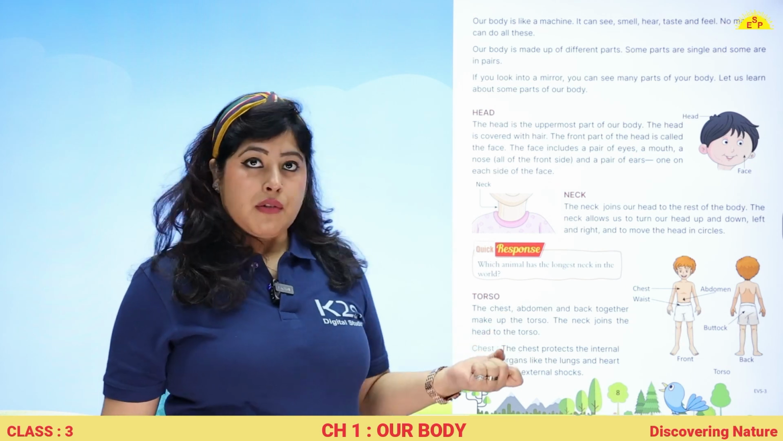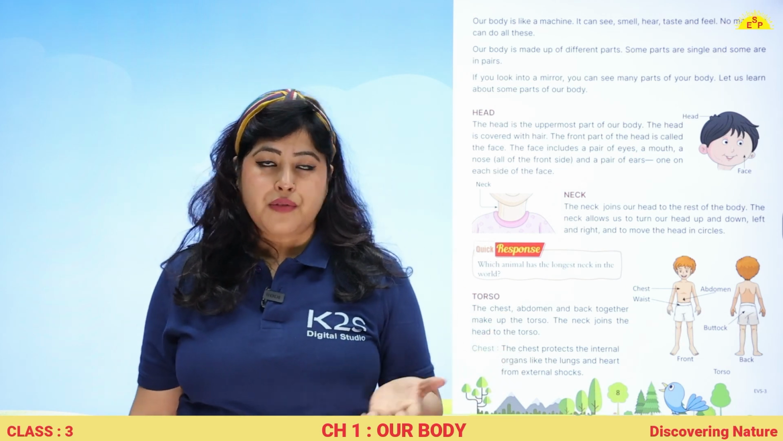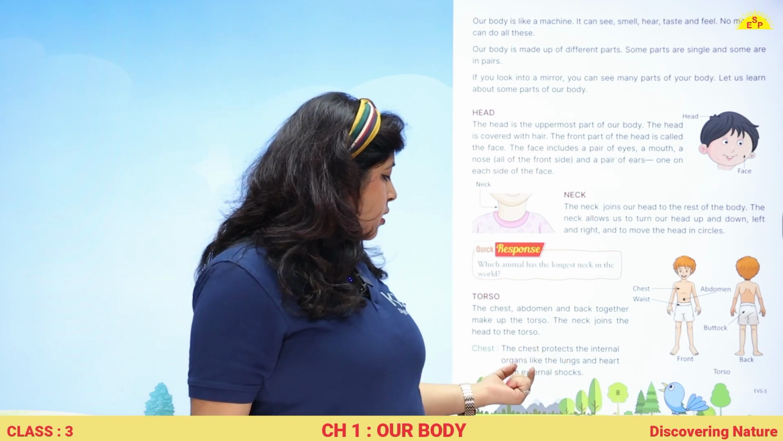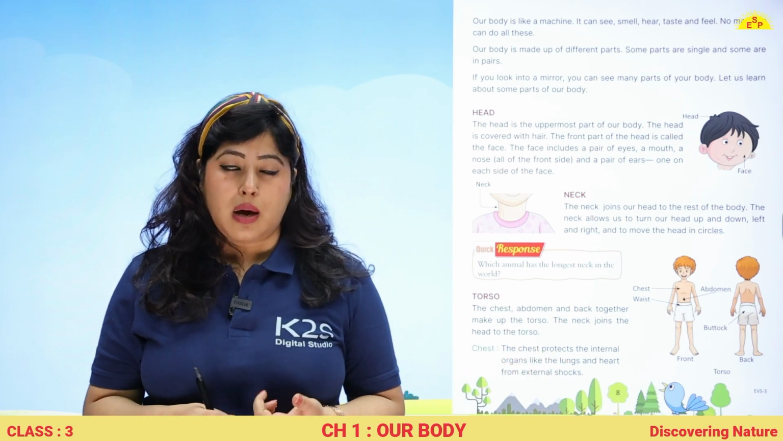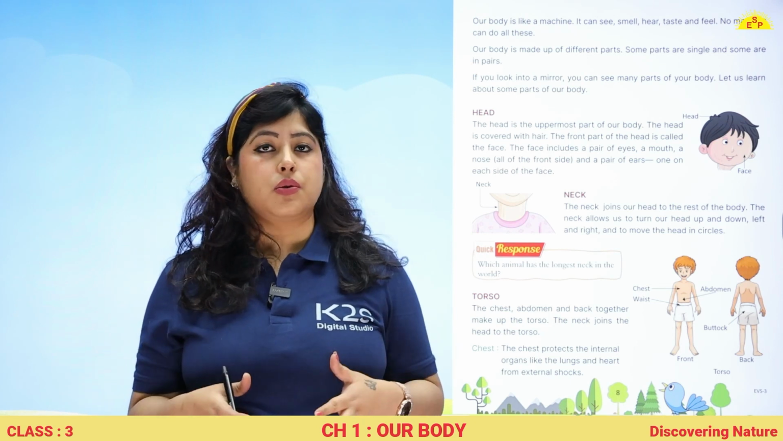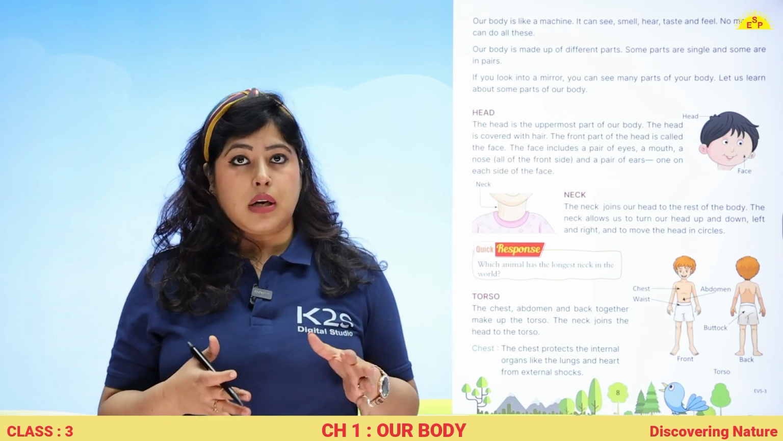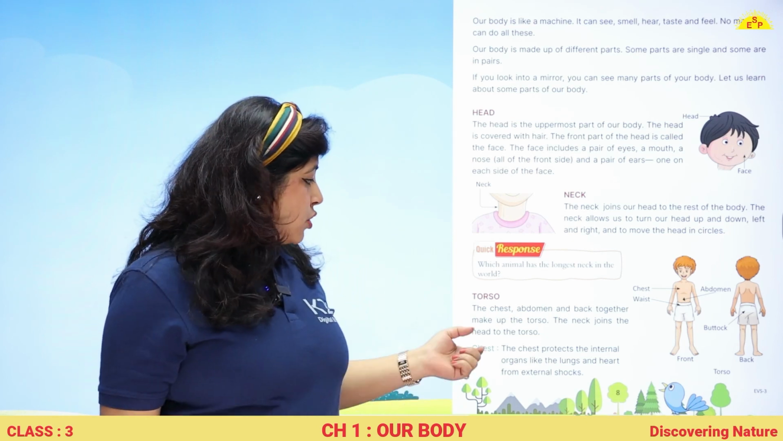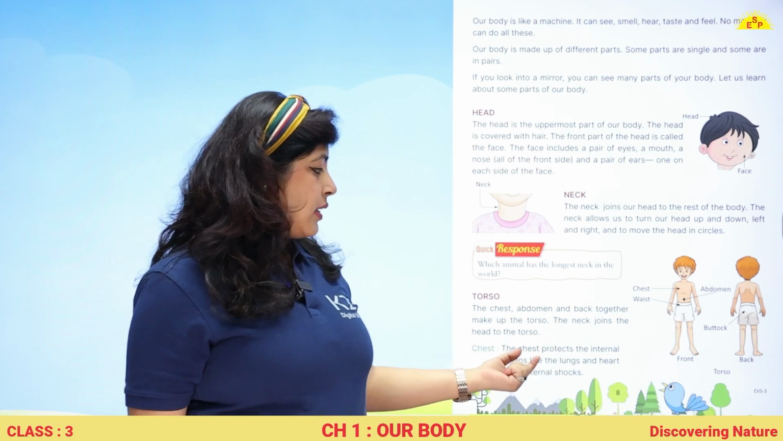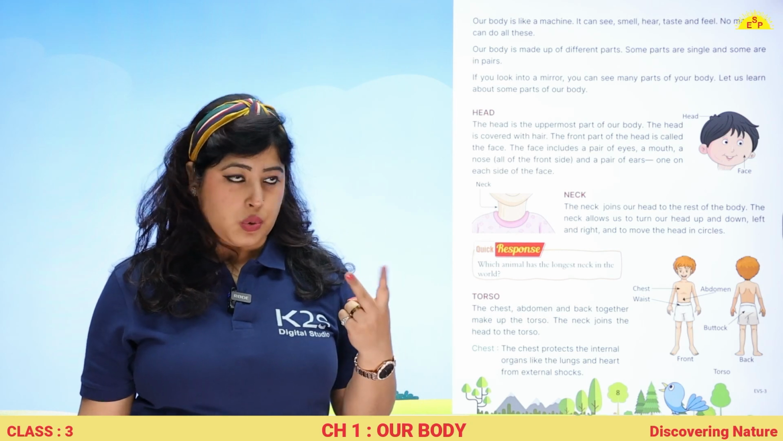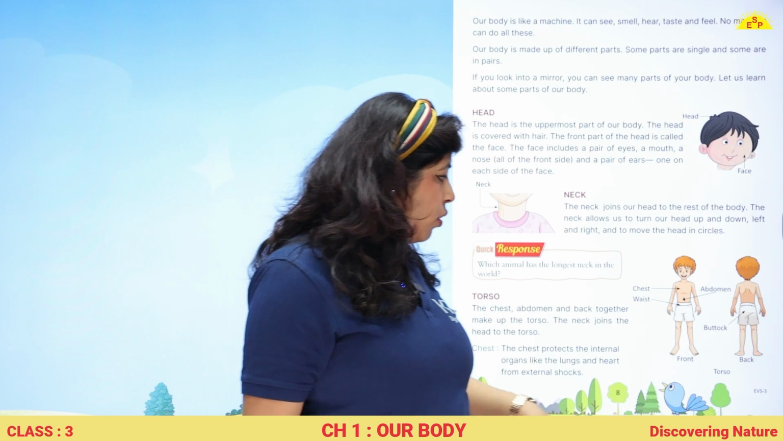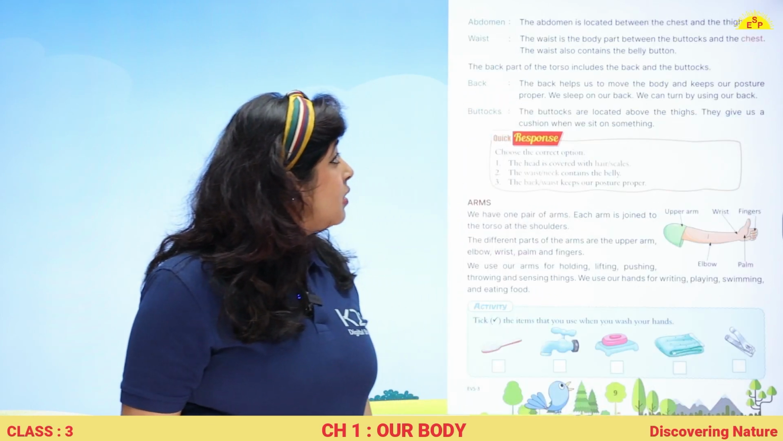Now we'll study individually the part of the torso. First of all, we'll study about the chest. The chest protects the internal organs like lungs. अब हमारी body के जो internal organs होते हैं, जिसे हम externally नहीं देख सकते, जो body के अंदर के organs होते हैं, वो chest के अंदर protected होते हैं, जैसे कि lungs हो गया, heart हो गया, from external shocks. Okay, come to next page.